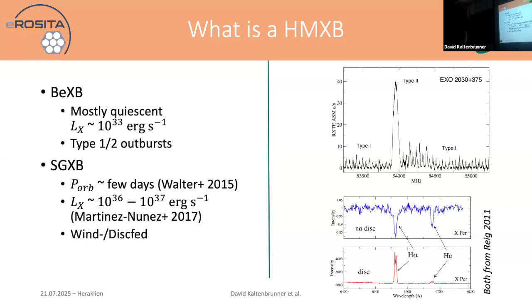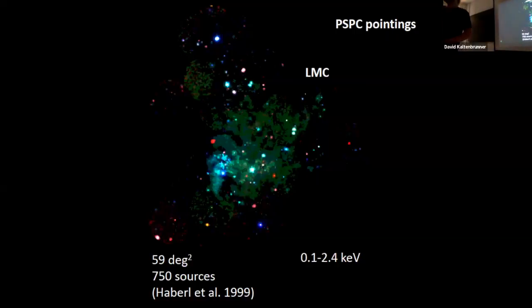Right. Now we know why we want to study high-mass X-ray binaries. Why do we want to do this in the LMC? Generally, the Magellanic Clouds are the closest star-forming galaxies next to the Milky Way. The Small Magellanic Cloud has already been studied in great detail. The Large Magellanic Cloud, not that much yet, because of two major reasons.